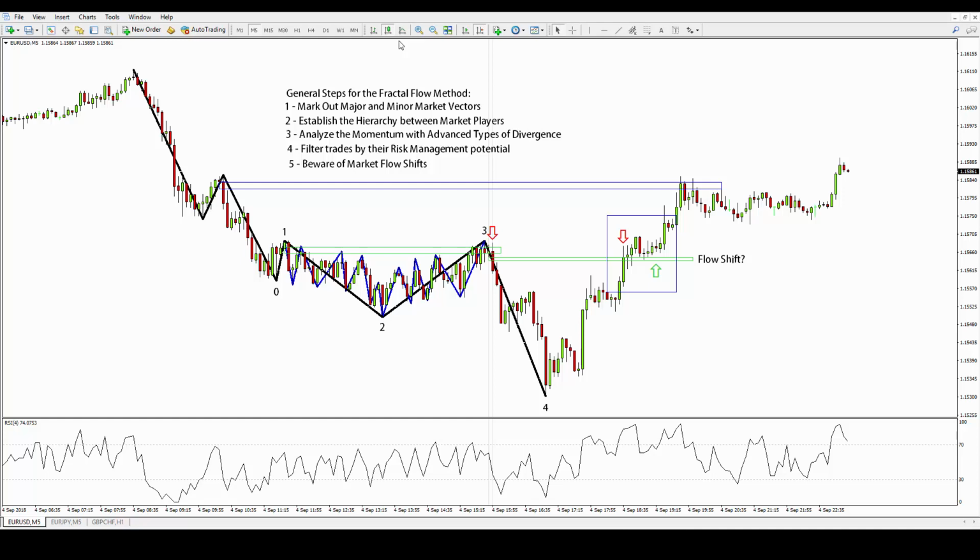One very important thing to realize here is that without keeping track of the major and minor vectors and distributing them correctly in a hierarchy, you can become confused about the general trend of the market. That's probably the hardest part of this approach.